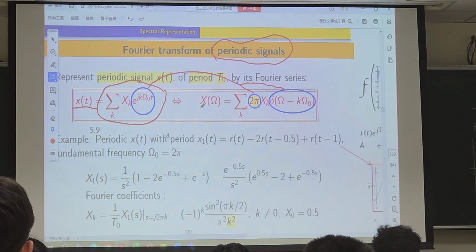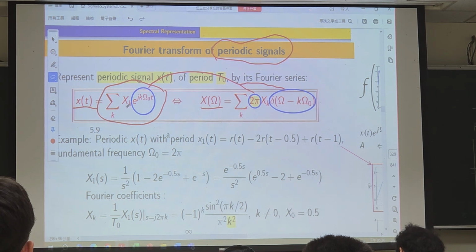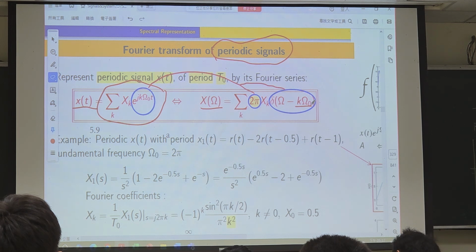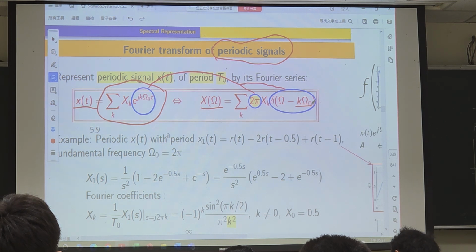And then we have the Fourier transform x of omega equals the sum of x of k times the Fourier transform of this exponential function e to the j k omega sub 0 t. The Fourier transform of this guy is equal to 2 pi times the delta function with a frequency shift k omega sub 0. Okay? And that's the previous result, right? So this is the way we deal with periodic signal.